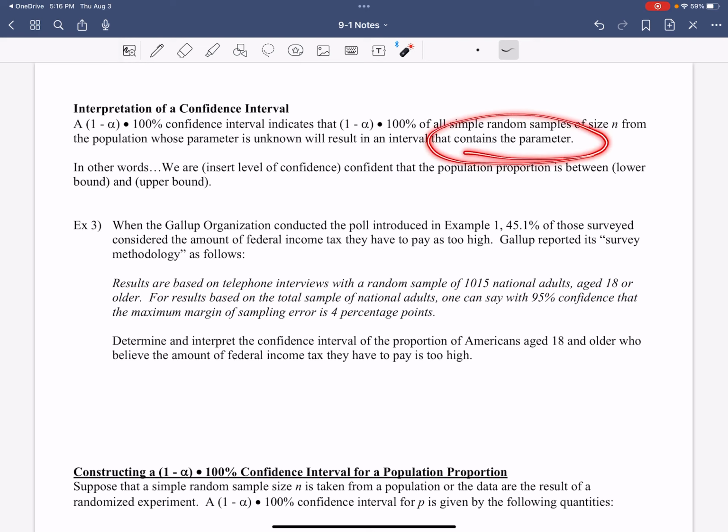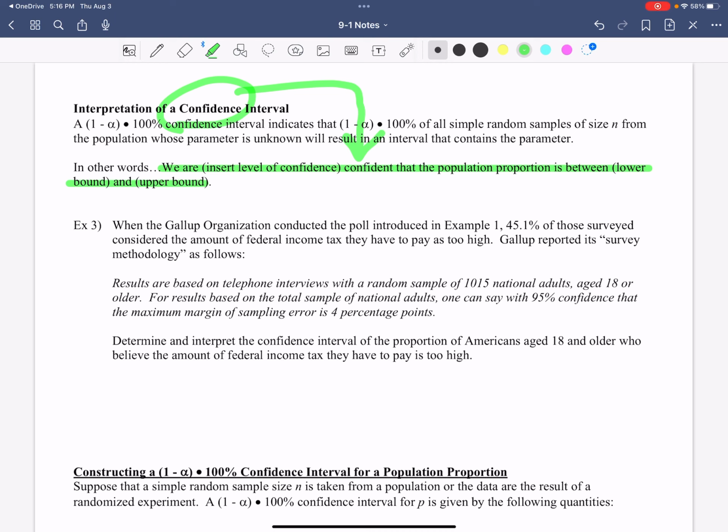Our margin of error enables us to make sure that this interval is going to contain the parameter. In other words, we are, insert level, 95% confident, 90% confident, right? That the population proportion is between whatever the lower bound is and the upper bound. That's the statement we are always going to write at the end of these. We are a certain amount confident. This is a confidence interval, so we use the word confident. All right, that's how that works.